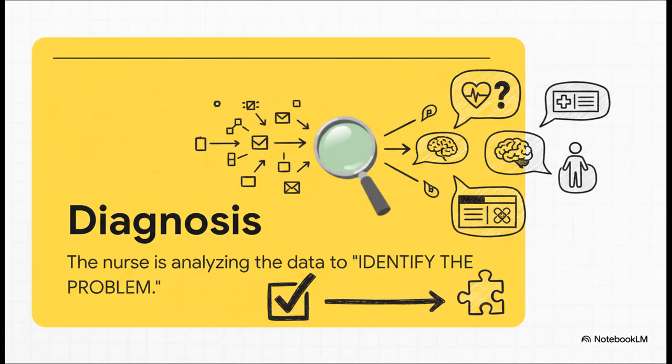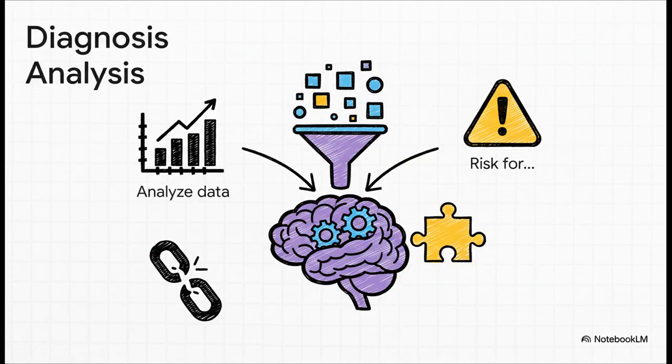So once you've gathered all that data, you move on to diagnosis. This is where you play detective. You take all that information from your assessment and you start analyzing it to figure out what the actual problem is. You're giving it a name. Think of this step like a funnel. You're taking all that raw data you collected, the vital signs, the patient's history, and you're analyzing it. You're looking for patterns, for connections, anything to identify the core problem. This is where you might flag a risk for something, moving from just observing to actually interpreting.